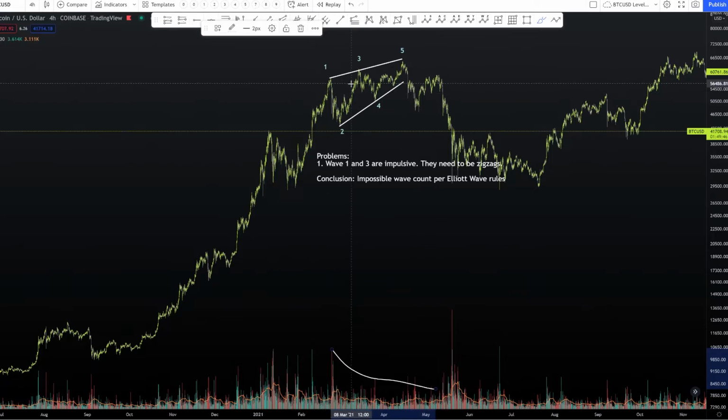Also, the wave 3 is shorter than the wave 1. The wave 5 is shorter than the wave 3. The wave 4 is shorter than the wave 2. So that makes perfect sense calling it a contracting diagonal.